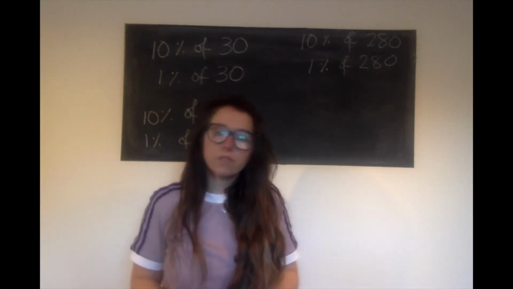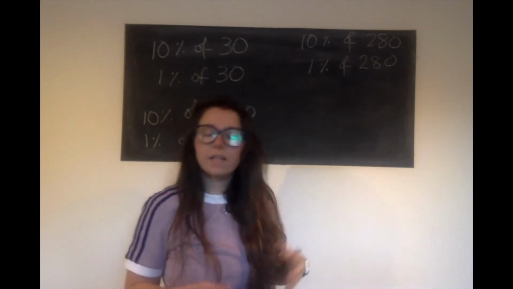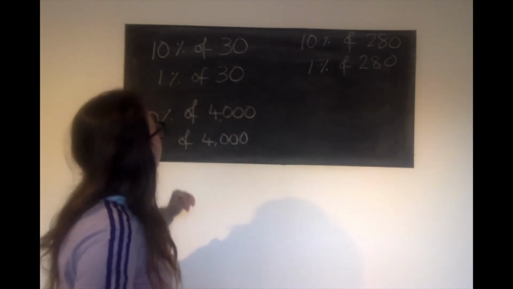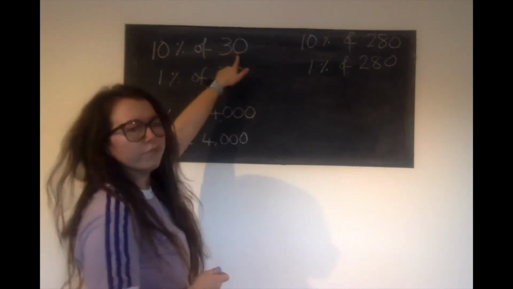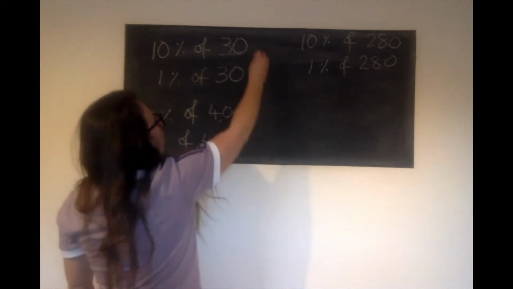Hopefully you remember that to find 10% of something, we divide it by 10. Now to divide by 10, let's think about our place value grid. We're moving all of our digits one place to the right. So we've got 10% of 30. So 30 divided by 10, move everything one place to the right, gives us 3.